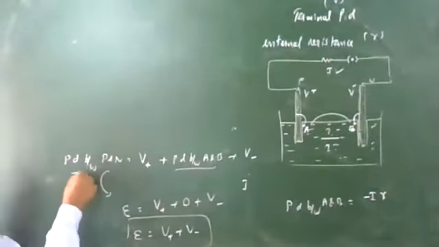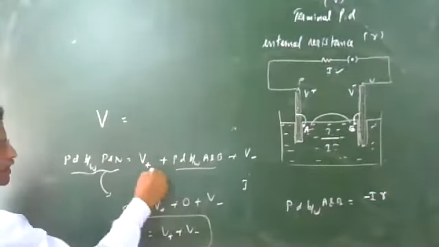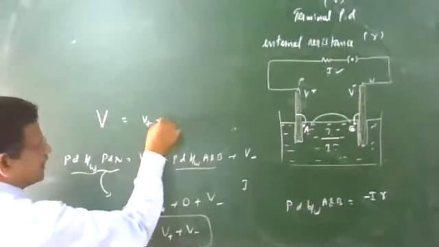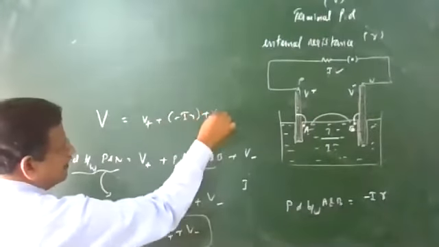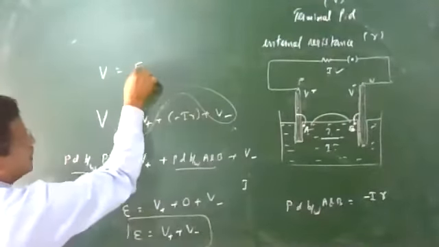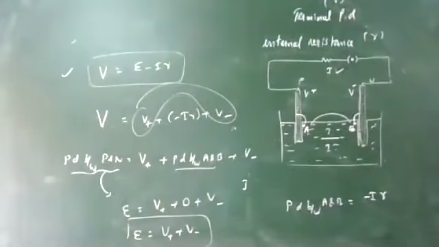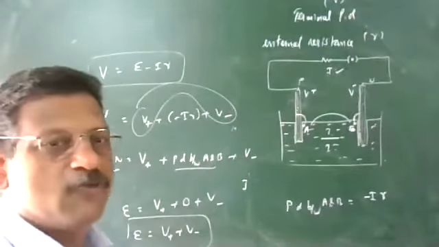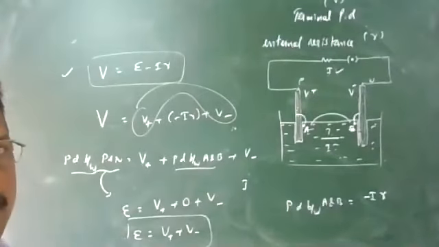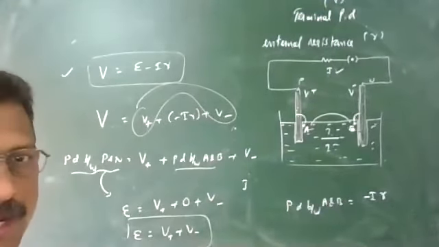So this equation, the PD between P and L, will now be equal to the terminal potential difference V. This is V plus minus IR, and V plus and V minus is the EMF. This is EMF minus I r. This is your terminal potential difference. So when a current is flowing through the circuit, the PD across the terminals is called the terminal potential difference. It's V equal to E minus Ir.